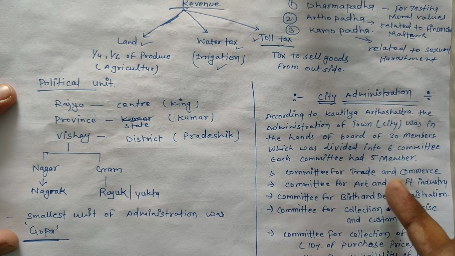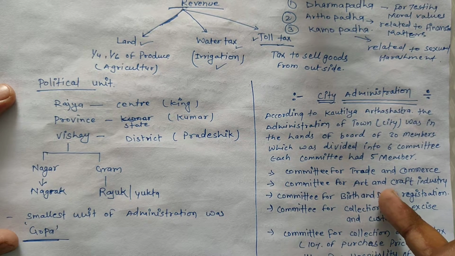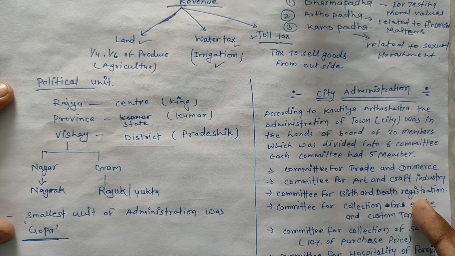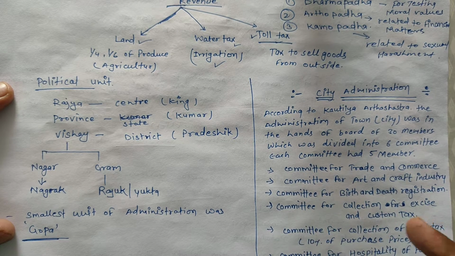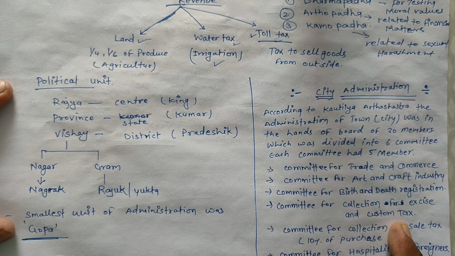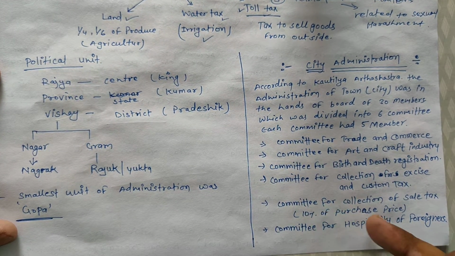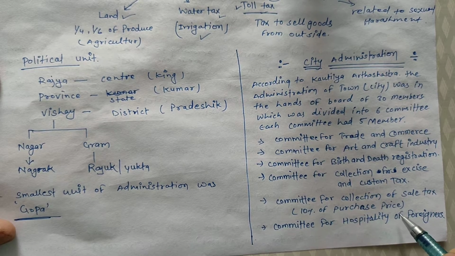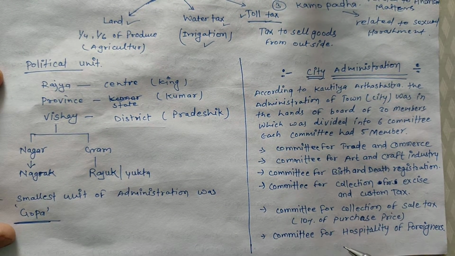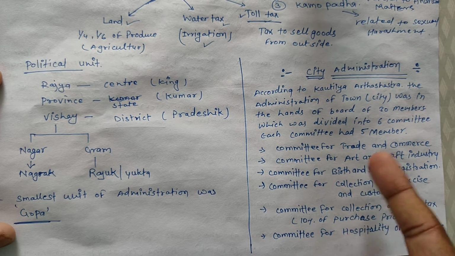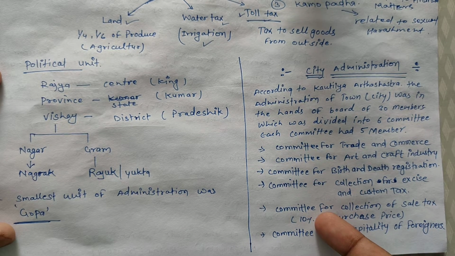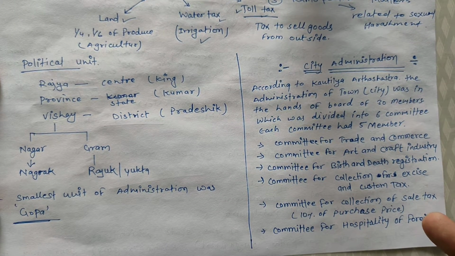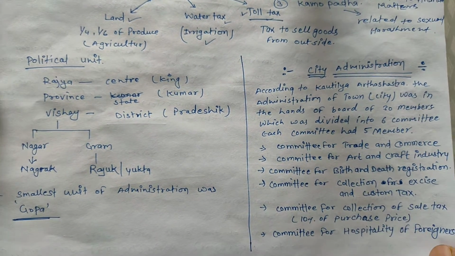The work of the first committee was trade and commerce. Second committee, art and craft and industries. Third committee, birth and death registrations. Fourth committee, collection of excise and customs tax, and fifth committee, collection of sales tax imposed at 10% of the purchase price, and sixth committee for the hospitality of foreigners. The above 5 committees are also mentioned in Kautilya's Arthashastra, and the 6th committee was added by Megasthenes in his book Indica.